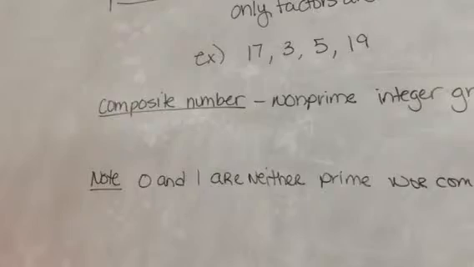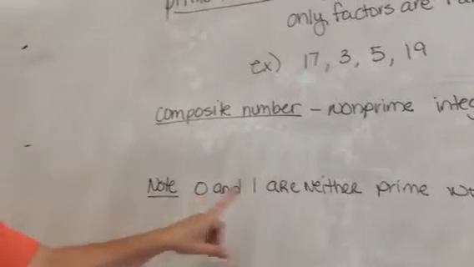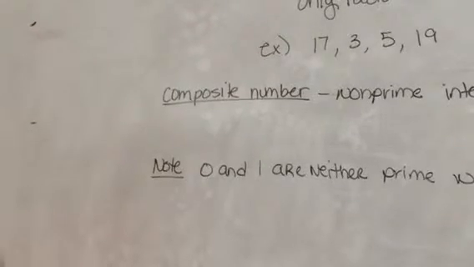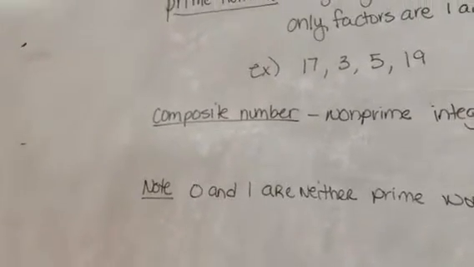Okay? So I just wanted to make sure you're aware that 0 and 1 are neither prime nor composite. So if I asked you, is 0 prime? The answer is no. Is 1 composite? The answer is no. They're neither prime nor composite. They're 0 and 1.